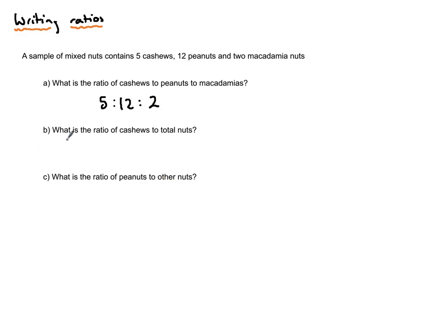And the next question asks us what's the ratio of cashews to total nuts. We have to find out how much we have total. So 14 plus 5 is 19, and we want cashews to total. Now, peanuts to other nuts, well, we have 12 peanuts, and we have 5 cashews and 2 macadamia nuts, so there would be 7 other nuts. You have to be really careful about how you read the question so that you answer it correctly.